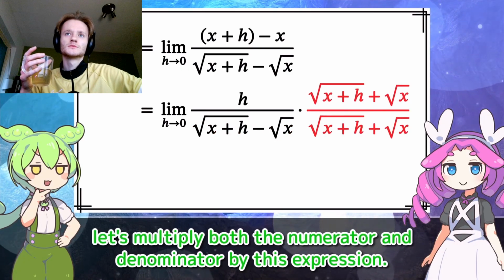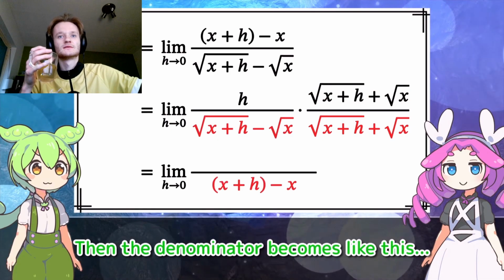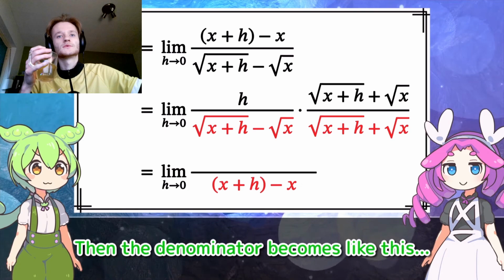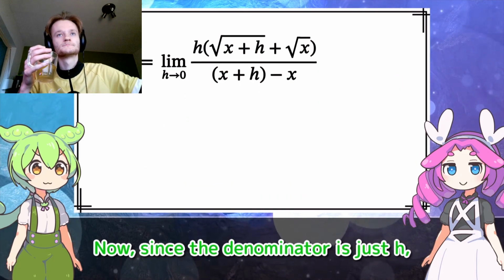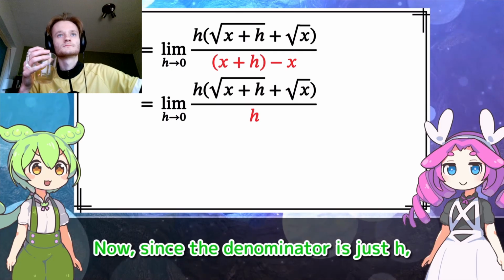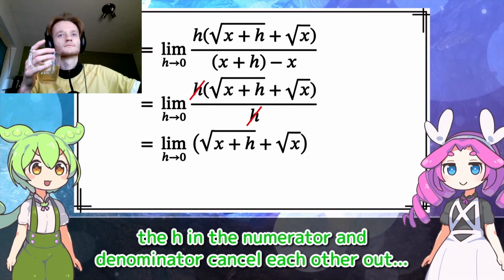Let's multiply both the numerator and denominator by this one expression. Then the denominator becomes like this, and the numerator can stay as it is. Now, since the denominator is just h, the h in the numerator and denominator cancel each other out.